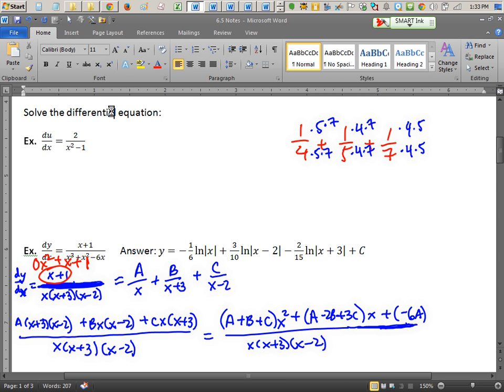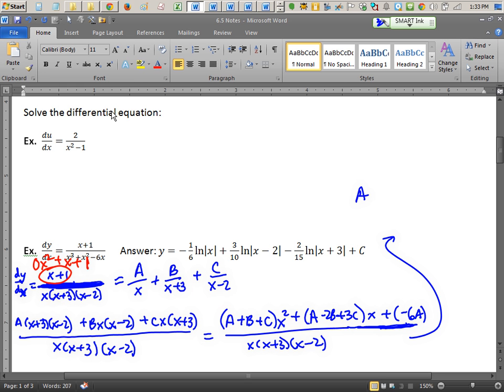Okay, so let's write that down. I'm going to need a little space up here. So I believe that a plus b plus c is 0. I believe that a minus 2b plus 3c is 1. And negative 6a is 1. Out of those three, the one I like best is the third one, because it just tells me that a is negative 1/6.